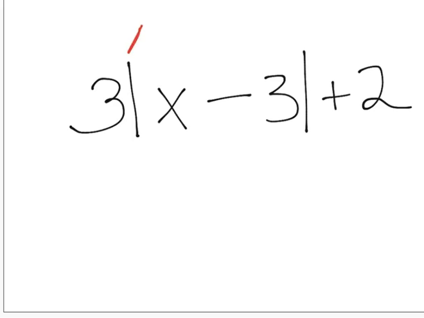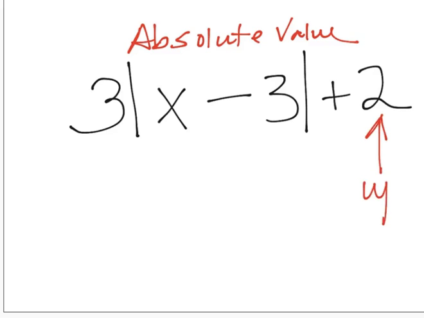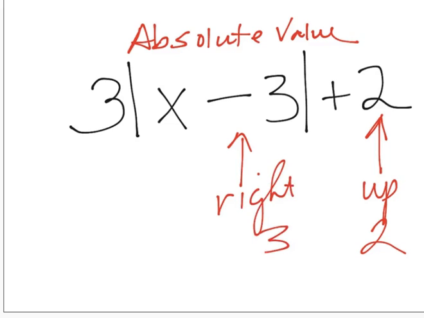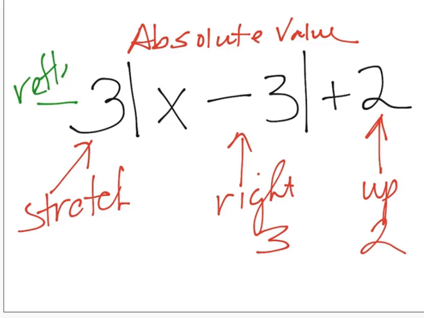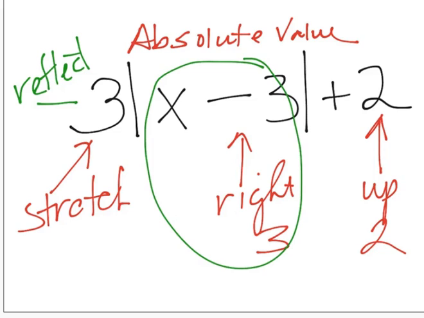I'm supposed to know that this is absolute value. This is up 2. This is right 3. And this is a stretch. If I put a negative in front of it, that would be a reflect. All those things you're supposed to know. And remember, this part right here feels very backwards. It's the opposite. My head said we went left 3, but what did we do? We went right 3.